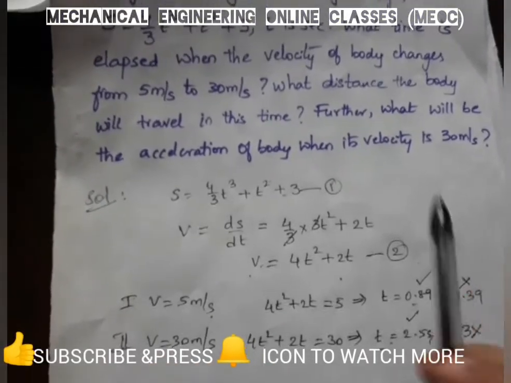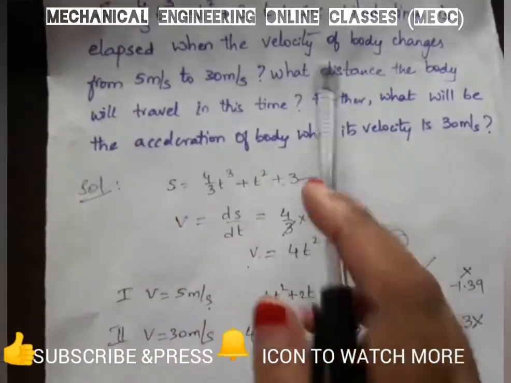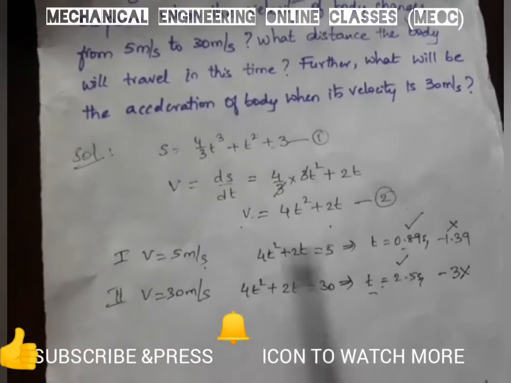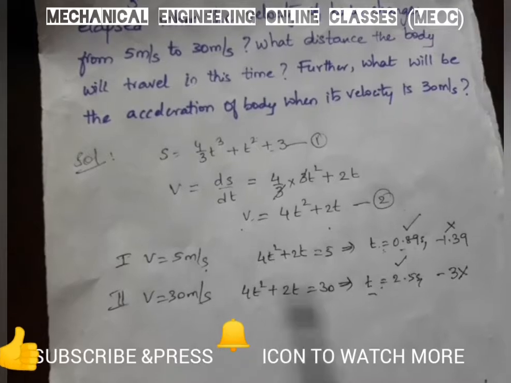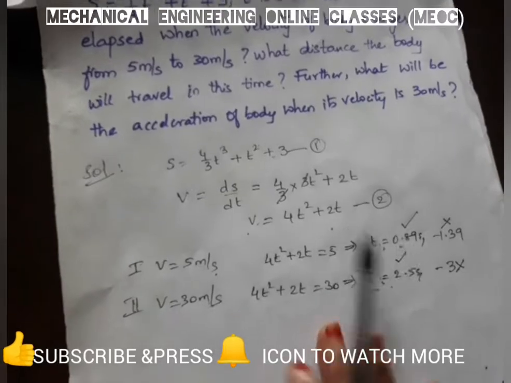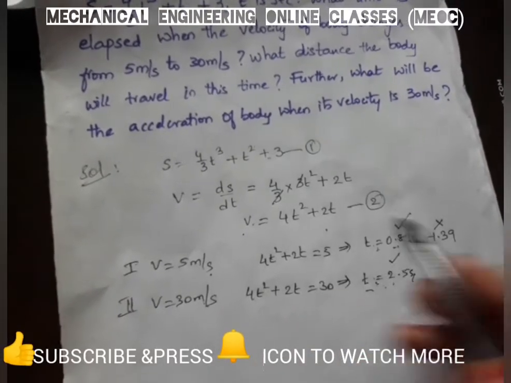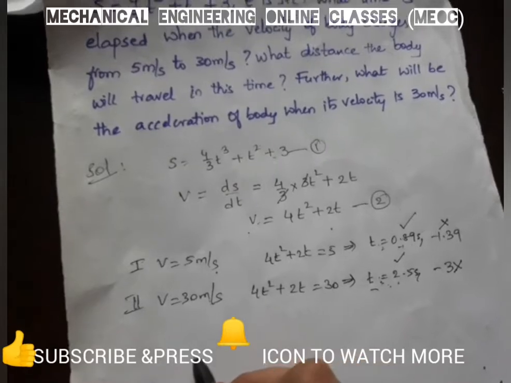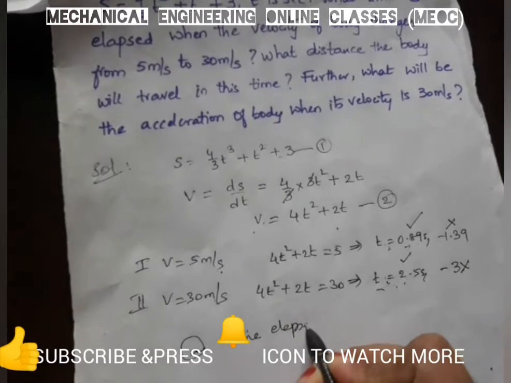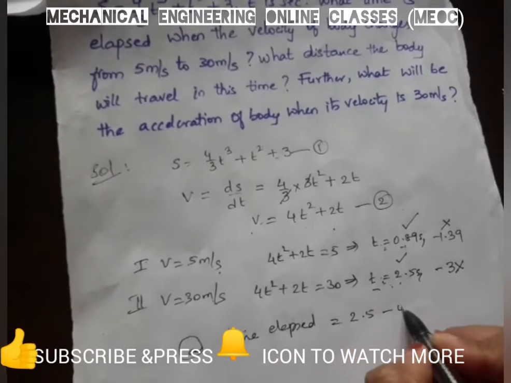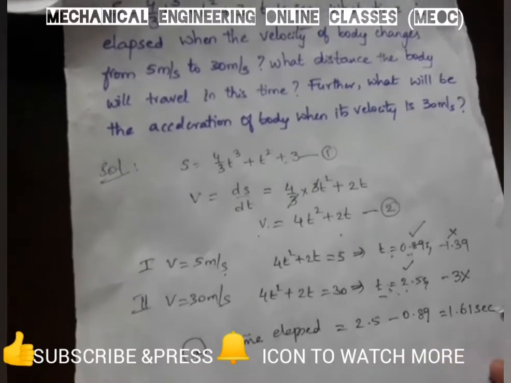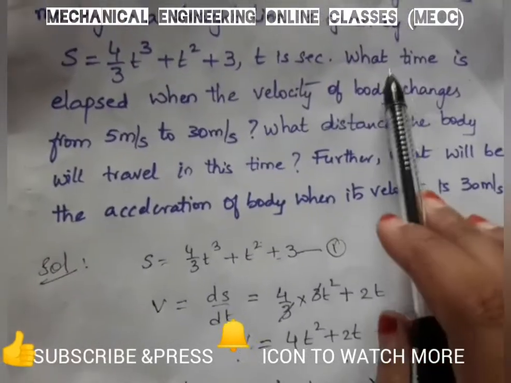Now the question is, what time is elapsed when the velocity is changing from 5 meter per second to 30 meter per second? Velocity at 5 meter per second, the time is this. When it became 30, the time is this. So what is the time between velocity changing from 5 to 30? It will be the difference between these times. The time elapsed is 2.5 minus 0.89, which is 1.61 seconds. So this is the answer to the first question.